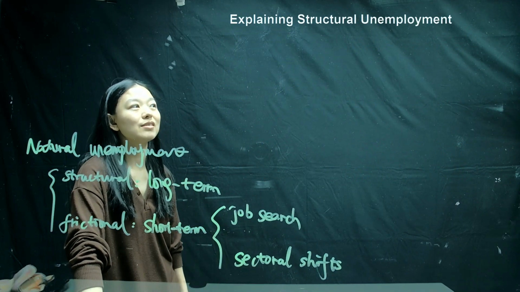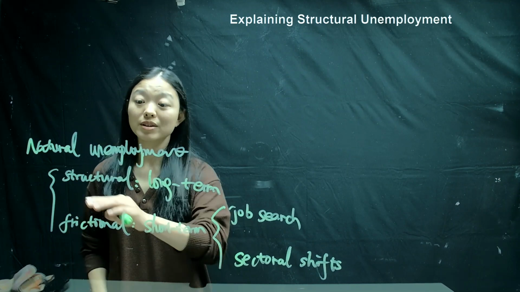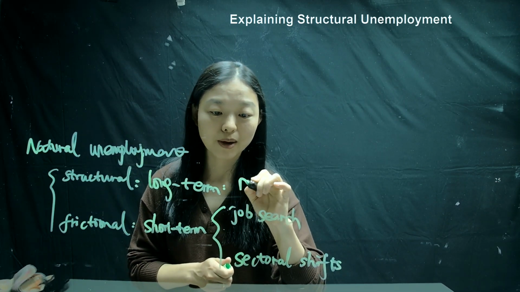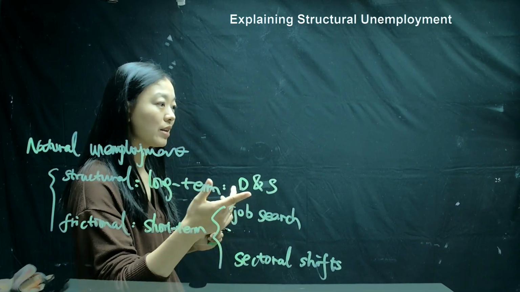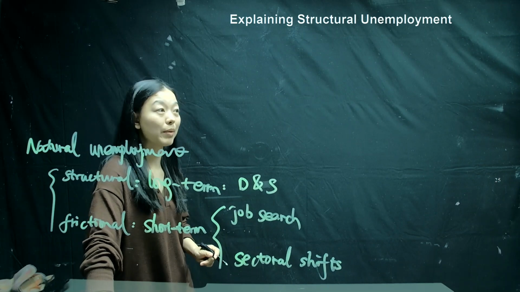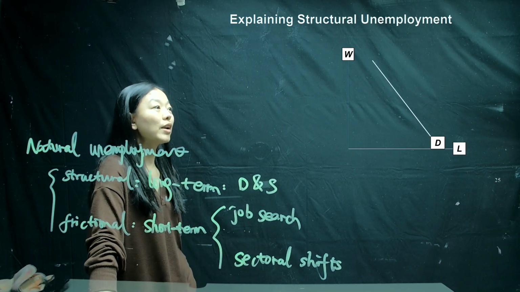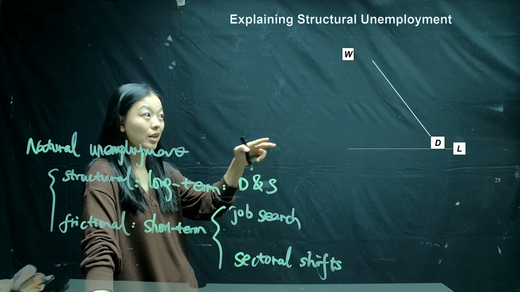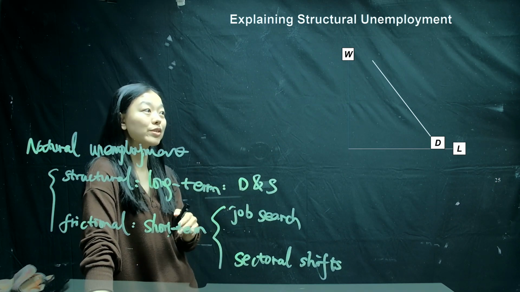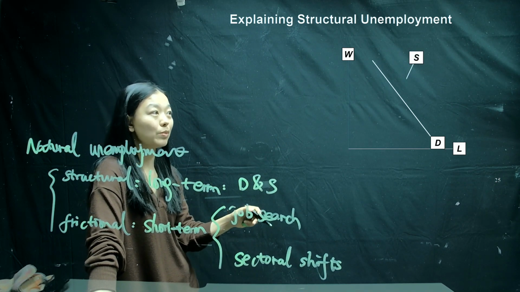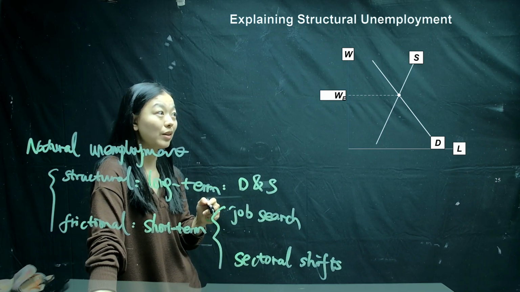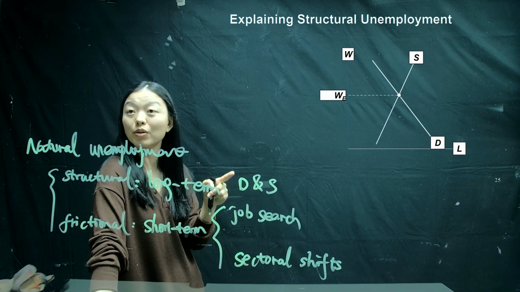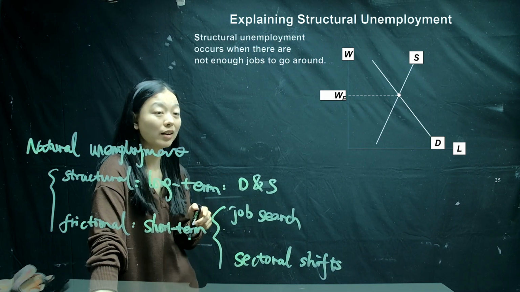Now let's look at structural unemployment. We said structural unemployment is long term, and it comes from demand and supply in the labor market. You can notice we have the quantity of the labor force on the horizontal axis and wage on the vertical axis. The demand side is downward sloping and the supply side is upward sloping. Through the intersection we get the equilibrium wage and equilibrium quantity.